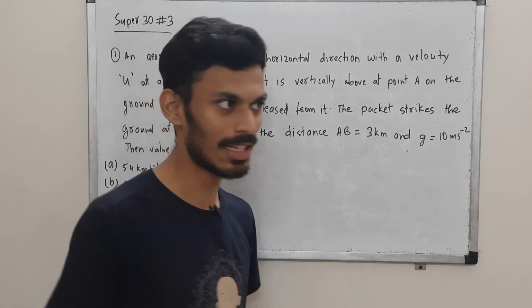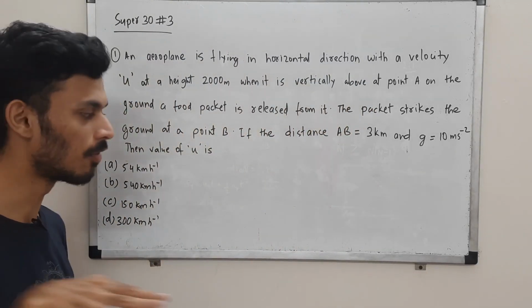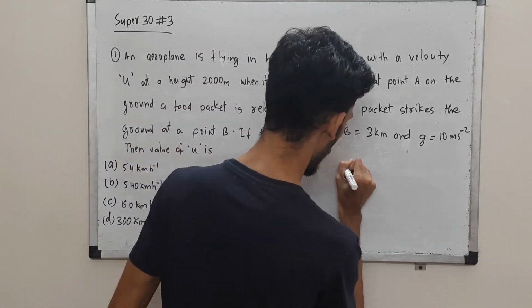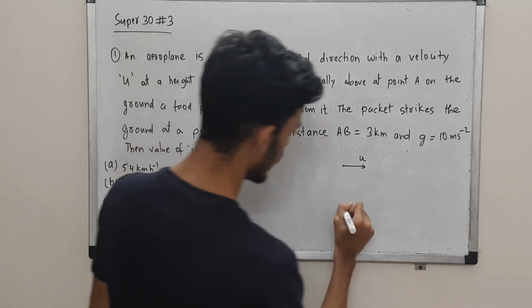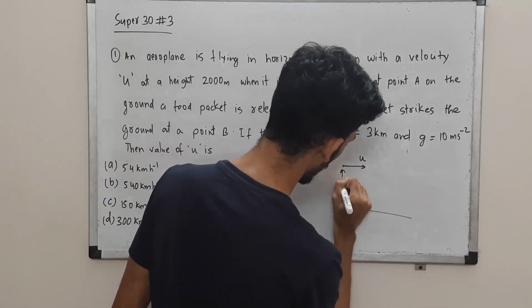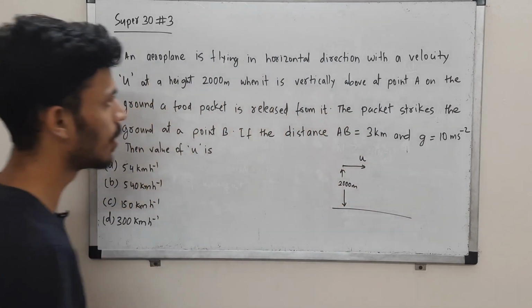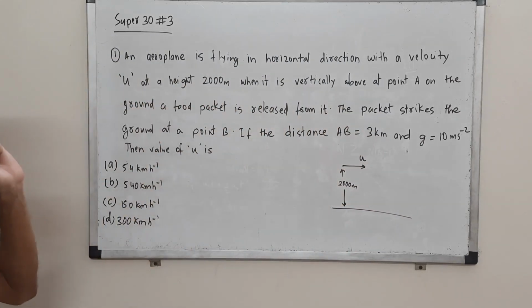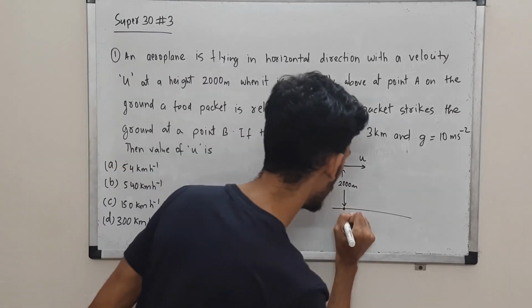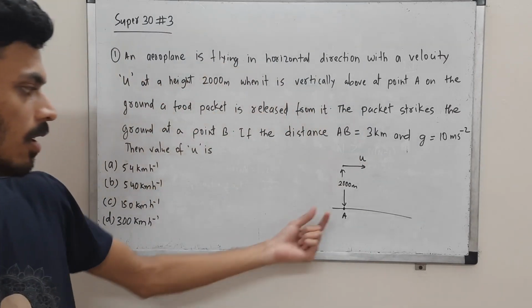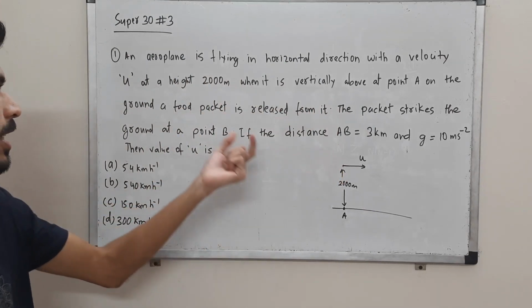Question 1 that will start our session today is: an aeroplane is flying in the horizontal direction, of course not on the ground, it is flying parallel to the ground in the horizontal direction with some velocity u. It is at a height of 2000 meters or 2 kilometers from the ground. So this is the scenario. At a point A on the ground, when this plane is just vertically above this point, a food packet is released from it.